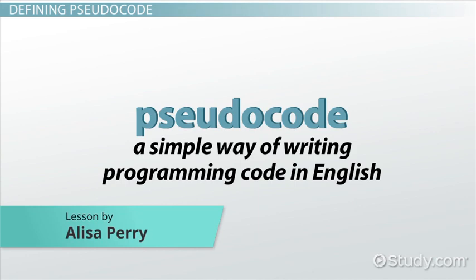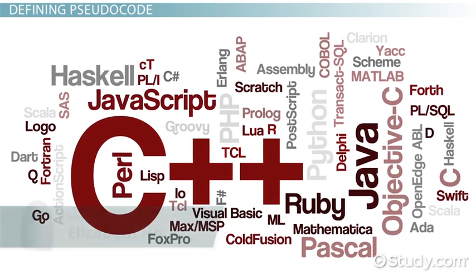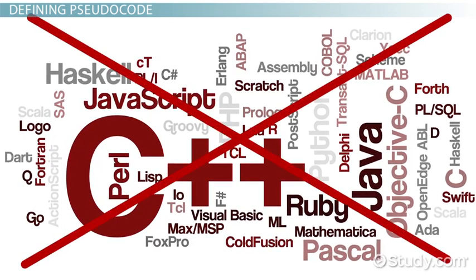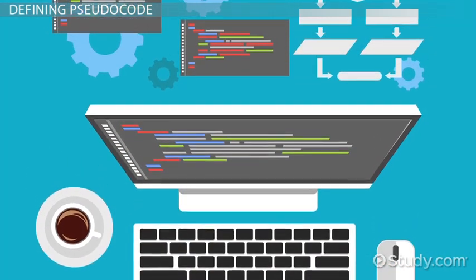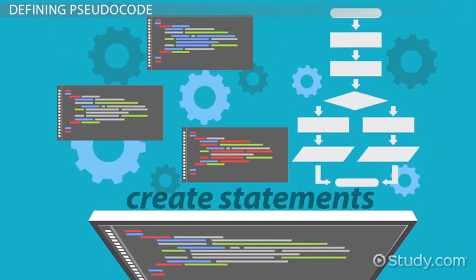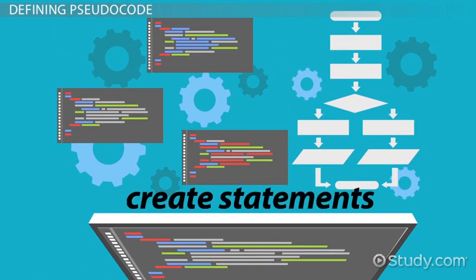Pseudocode is a simple way of writing programming code in English. Pseudocode is not an actual programming language. It uses short phrases to write code for programs before you actually create it in a specific language. Once you know what the program is about and how it will function, you can use pseudocode to create statements to achieve the required results for your program.